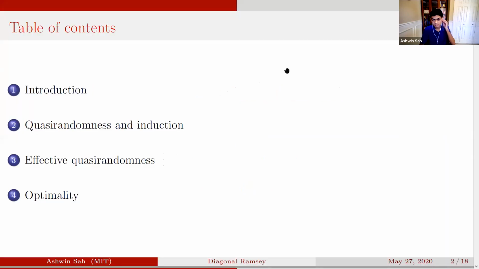Okay, so I'll start with a short introduction about the history of this problem, and then talk a bit about a certain quasi-randomness and induction framework, which underlies the best approaches to getting bounds for diagonal Ramsey that people have discovered so far. Then I'll talk a bit about the quasi-randomness part of this framework, and then talk about a couple of ways in which the new results I have on effective randomness bounds, in particular as applied to this diagonal problem, show a certain type of optimality and represent a natural barrier.